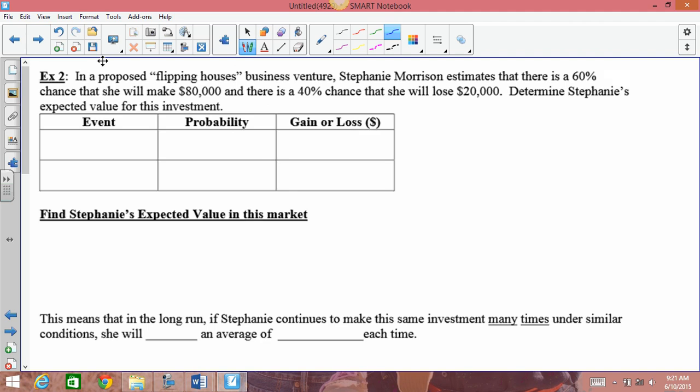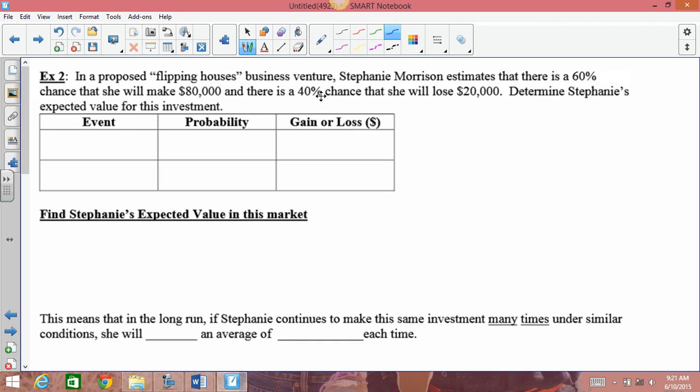This is something a little more concrete that I think you would relate more to. There's TV shows devoted to flipping houses. But in a proposed flipping houses business venture, Stephanie estimates that there's a 60% chance that she'd make $80,000. But flip side, there's a 40% chance that she'd lose $20,000. So we want to figure out Stephanie's expected value for this investment. Essentially, what this question is asking you is, if she were to stay in the market flipping houses, and the market stayed under these conditions where she'd gain this much 60% of the time and lose this much 40% of the time, on average is she expected to gain or lose her money?